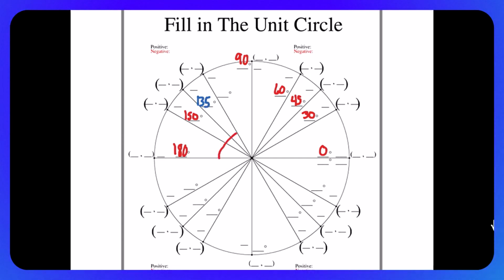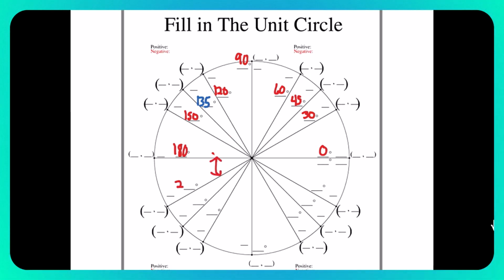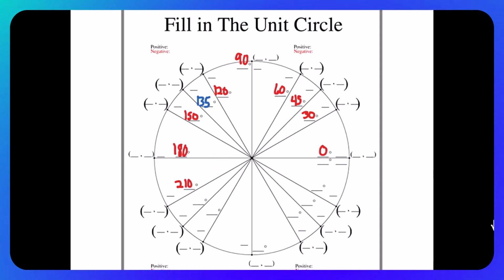For this section here, I know that that's a 60 degree angle. I just subtract and I get 120, and I continue this pattern on as I go. Here I need to add the 30, so that gives me 210. Here I need to add 45, so that gives me 225. Here I need to add 60, so that gives me 240. And then when I add that extra 90 degrees, this one here is going to give me 270.